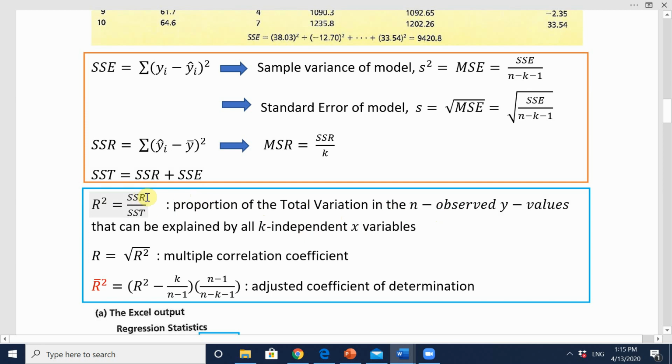and hence it has this form, SSR divided by SST, or in other words, how much of the total variation in the n observed y values is accounted for by the k independent variables, right? That is what it is measuring. So it is a proportion of explained variation relative to the total variation. And so here again, we get a value that will be between 0 and 1.